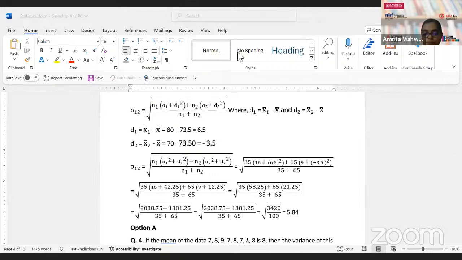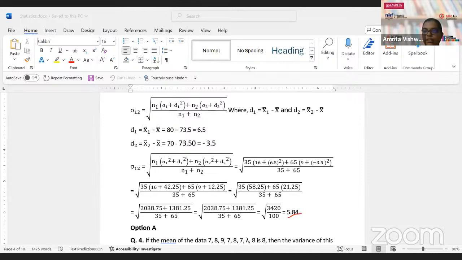So n1, the number of observations for the first one, is 35. Sigma is 4, so sigma square becomes 16. Then d1 we got is 6.5, so 6.5 square, plus n2, the number of observations, which is 65. Sigma 2 is 3, so square becomes 9. d2 is minus 3.5, so minus 3.5 whole square, divided by 35 plus 65. I have solved this whole thing and I got something like 34.20, and the root value becomes 5.84.